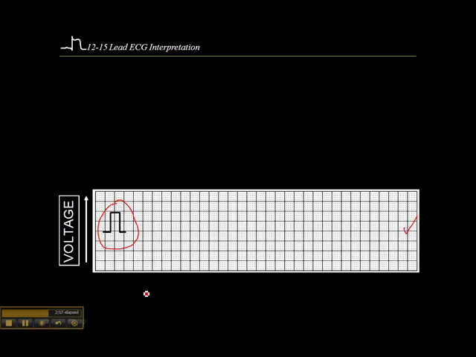And this is important because sometimes on a monitoring lead, you'll see what you think is ST segment elevation, but then when you do a 12-lead ECG, you notice that it completely disappears. And that's because monitoring leads are not calibrated. So anything you suspect on a monitoring lead, you need to confirm on the 12-lead ECG.